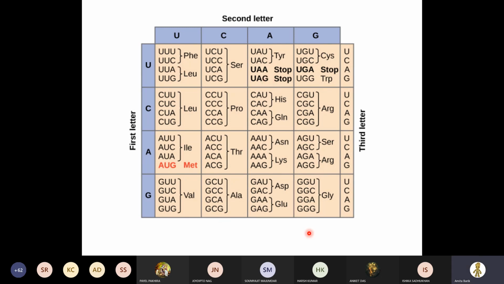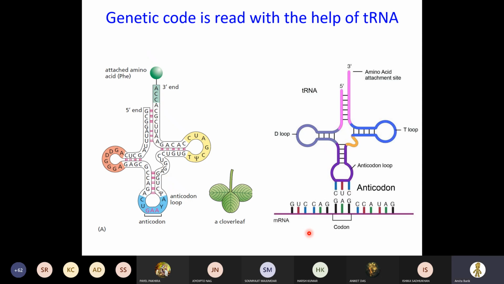Okay, the codons. The genetic codons are actually read with the help of tRNA. If you look into the structure of tRNA, it's just like a clover leaf. The clover leaf model of the tRNA is shown over here. The RNA has a 5' end to 3' end. So it is formed in a stem and loop-like structure, forming a leaf-like structure over here. So you can see this is the stem, and the stems are within the RNA, forming the bonds.